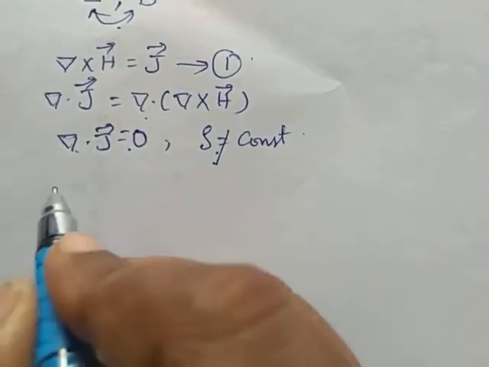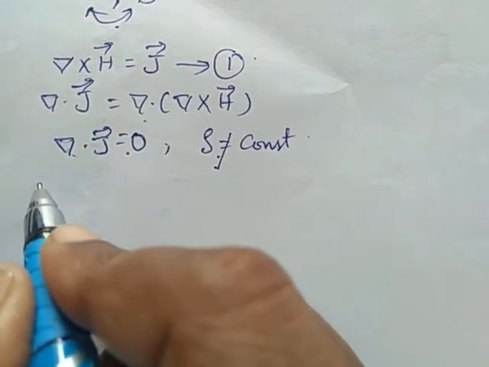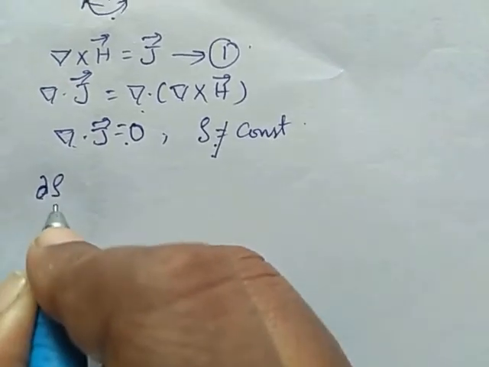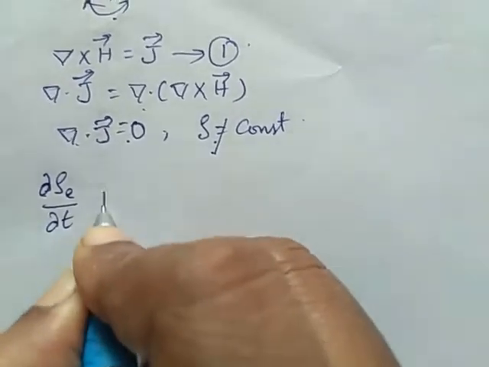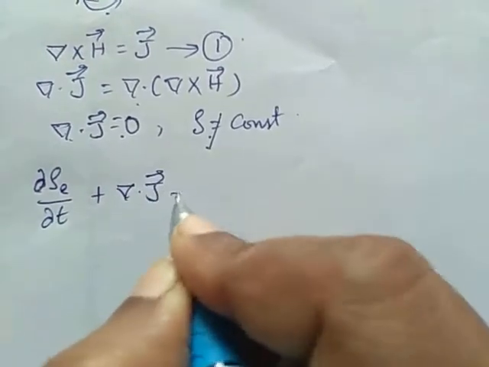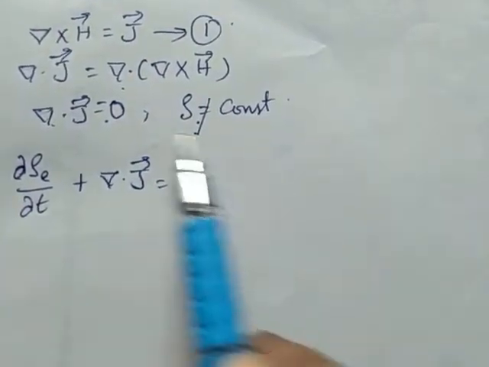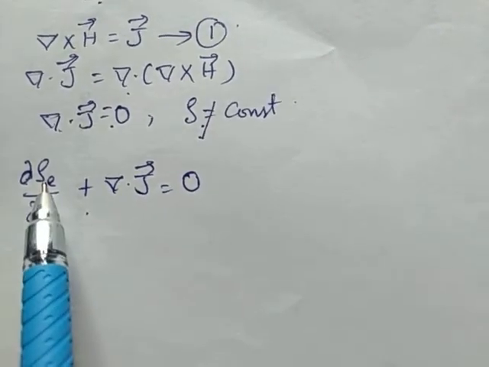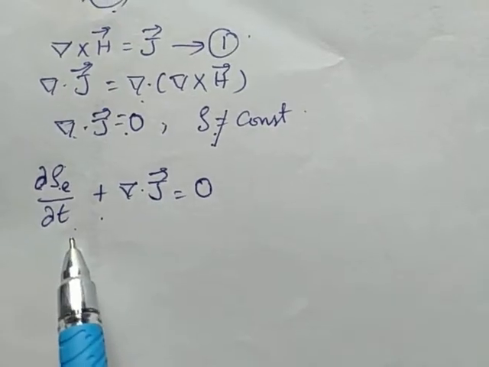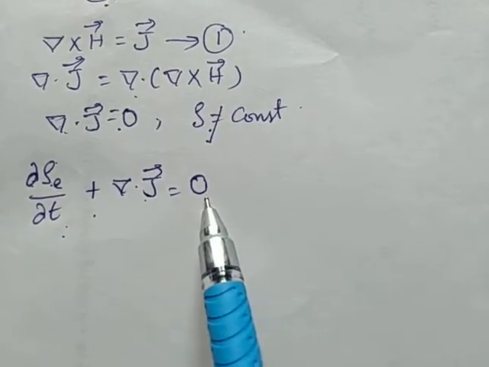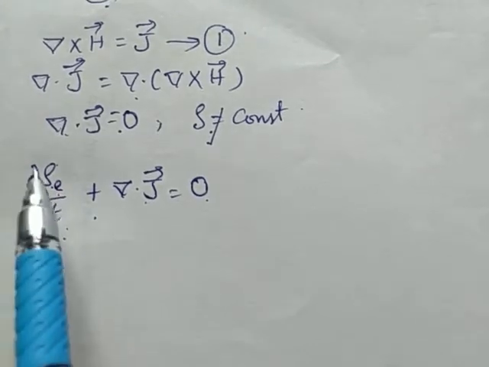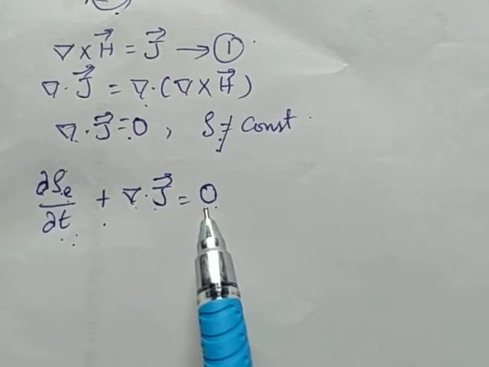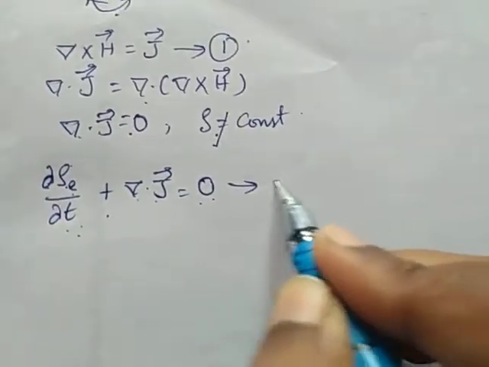We already derived the continuity equation for electric charge. From that continuity equation, dou rho E by dou T plus del dot J is equal to 0. If we consider this conservation of charge, when density is constant, dou rho by dou T is 0. In that case, del dot J is 0. When density is not constant, dou rho E by dou T is not 0. Hence, del dot J is also not equal to 0. I'll take this as equation 2.